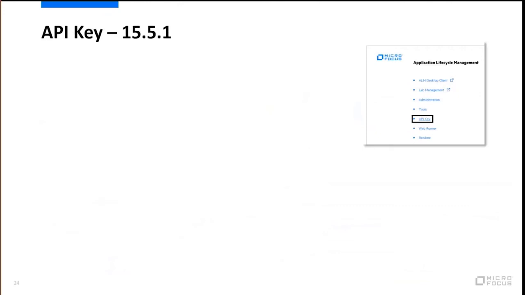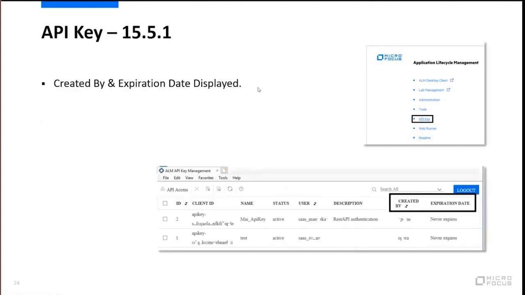And API keys. So API keys can be used as an authentication method, which can provide you a secure authentication mechanism for external applications that are accessing ALM APIs, such as REST API and OTA API. So this API key window can be accessed through the QC bin by going to the API key link. So in patch 1, there have been enhancements in this API key. So now we can see the created by and expiration date in this API key window for the API keys that have been created for users.